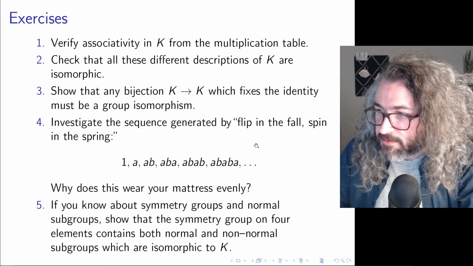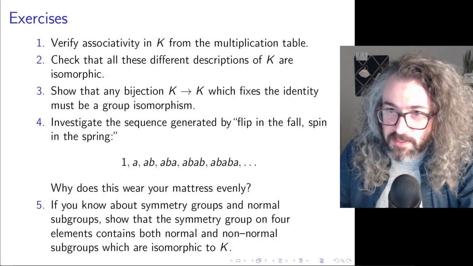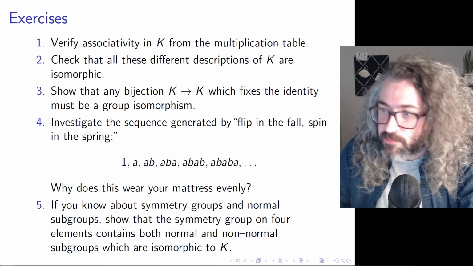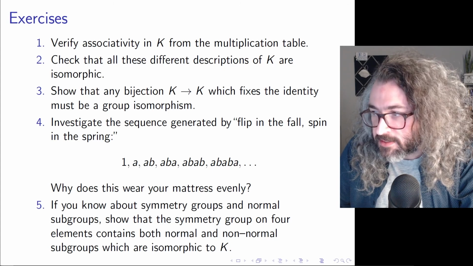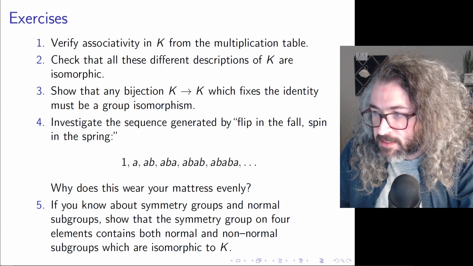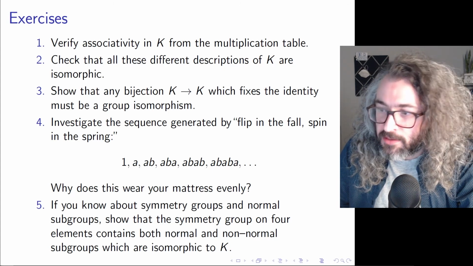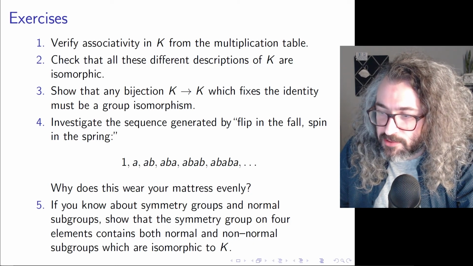And last question. So this is if you know about symmetry groups and normal subgroups. Show that the symmetry group on 4 elements contains both normal and non-normal subgroups, which are isomorphic to K.